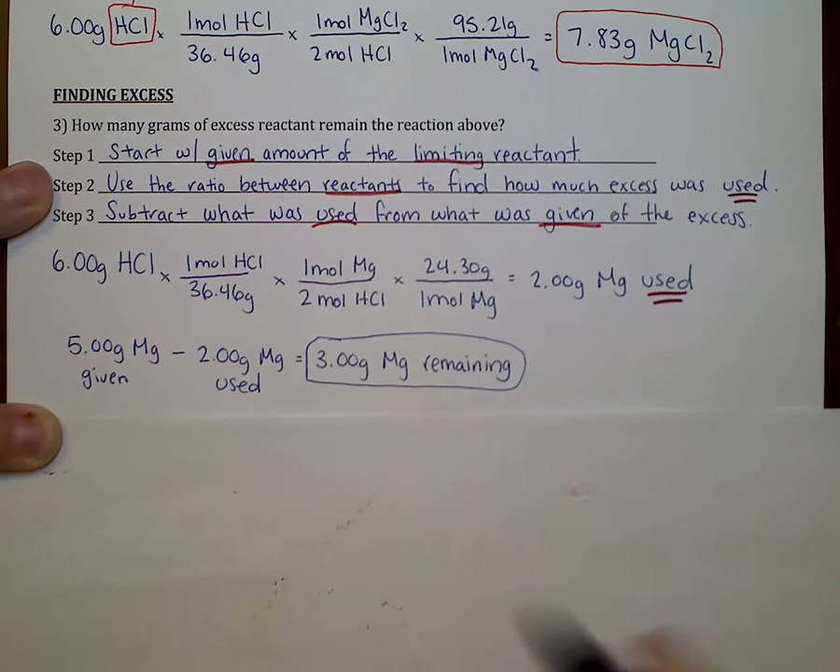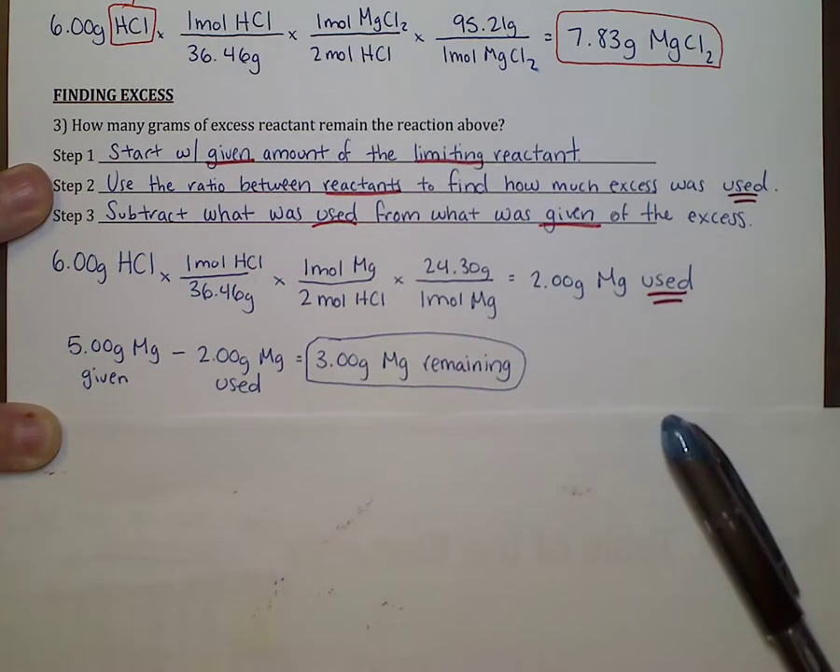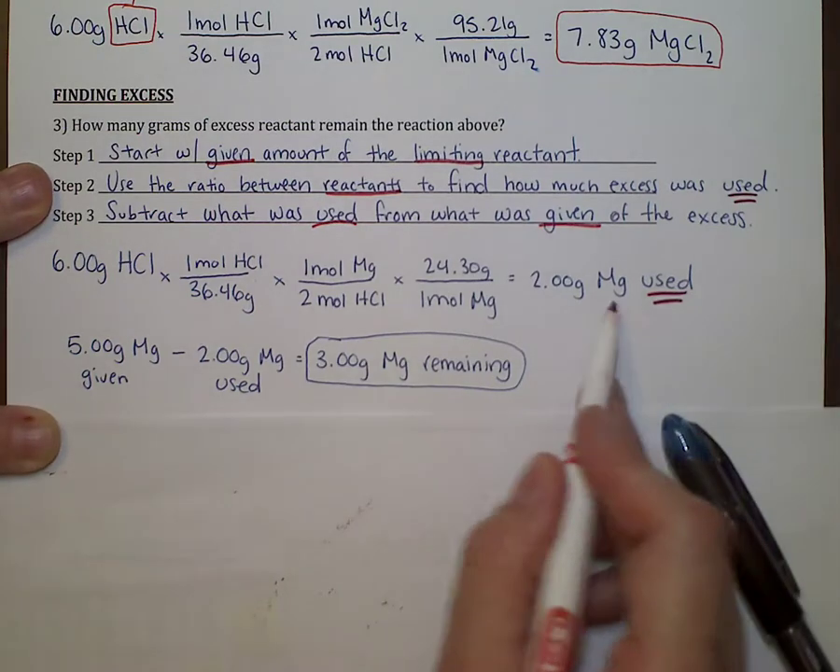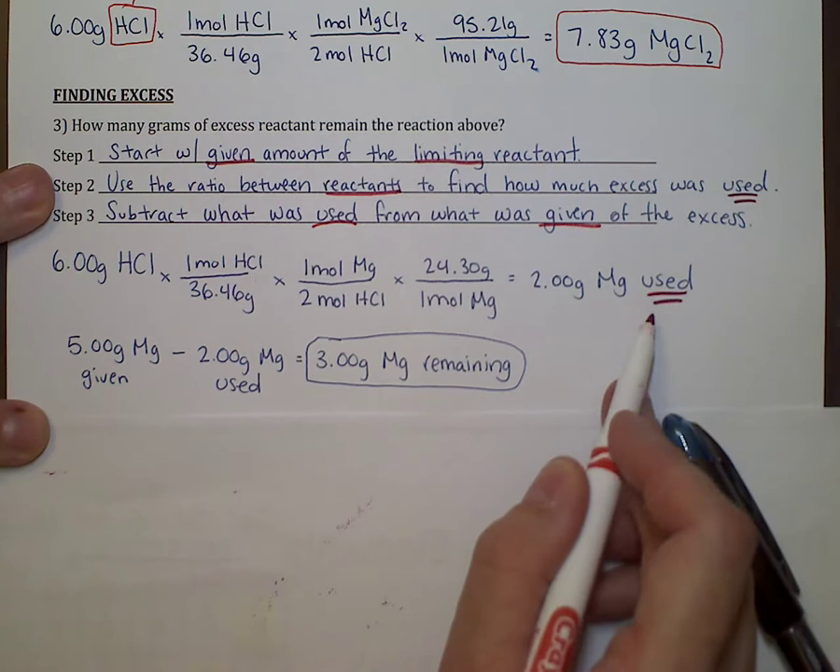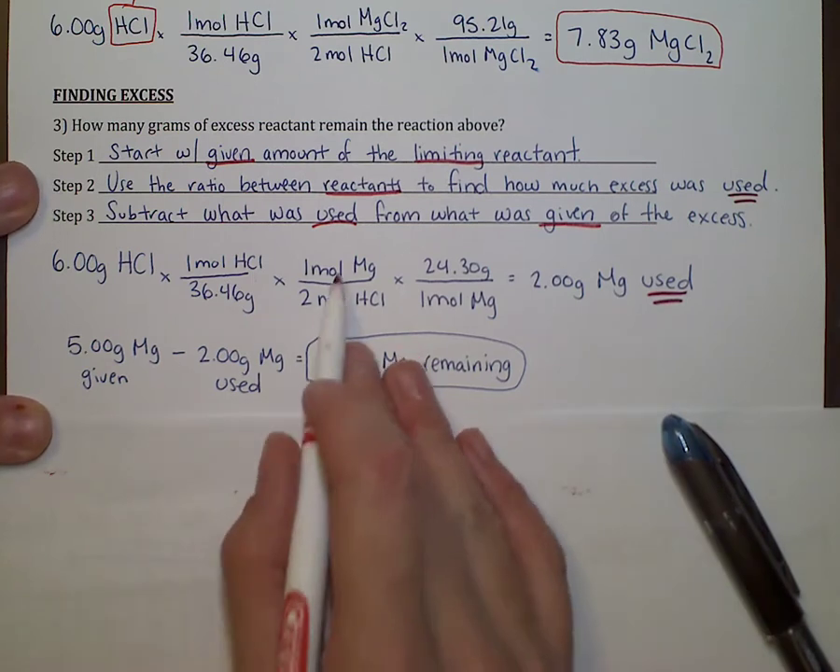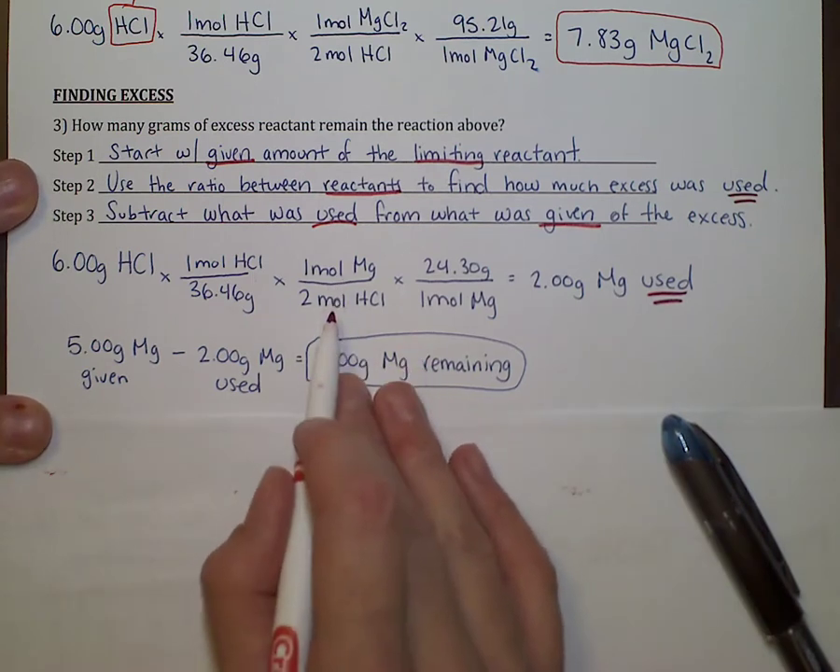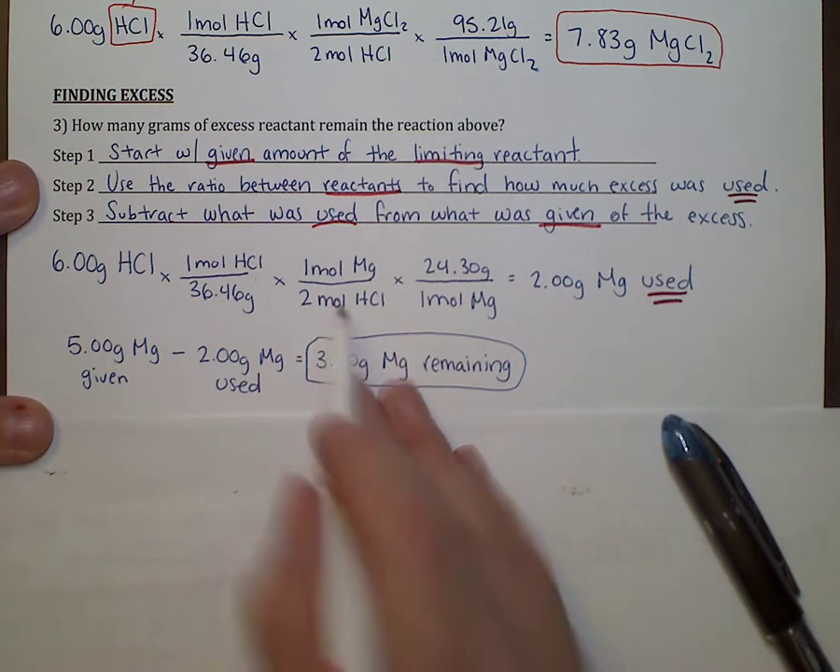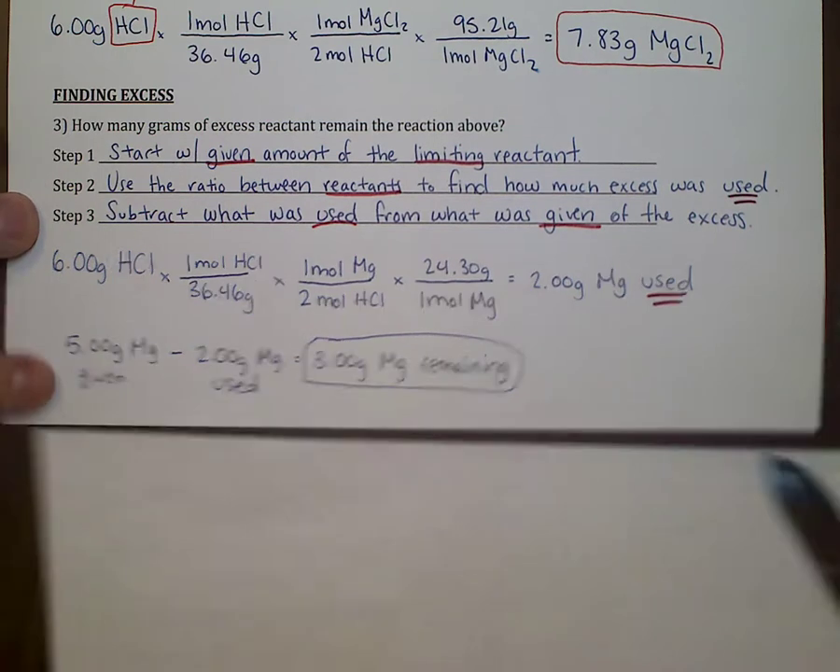Okay, so like I said, if you're going to go wrong, it's that you forget that this is actually the math that was used instead of remaining. So make sure you're doing this last step, and make sure you're using the ratio between the two reactants in order to do the problem. Okay, so now that you've seen one example, I'm going to have you guys do the next example.